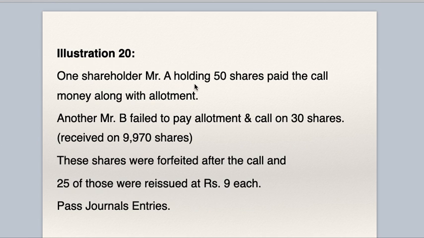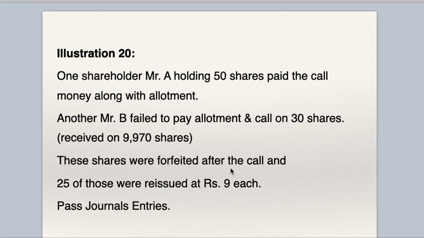One shareholder, Mr. A, holding 50 shares, paid the call money along with allotment. First and final call money on 50 shares they have received with allotment. This is calls in advance. Another Mr. B failed to pay allotment and call on 30 shares. There is one more person who has not paid allotment money as well as first and final call money on 30 shares. So that means allotment money they have received on 10,000 minus 30, 9970 shares.